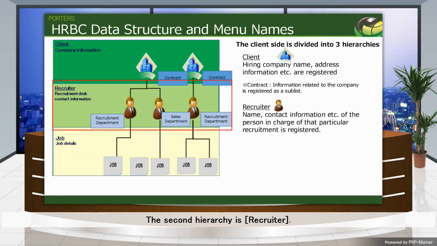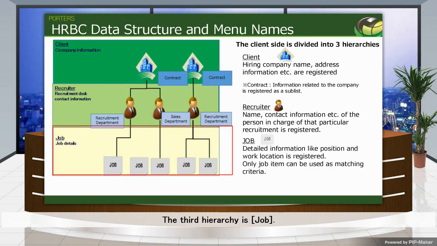The second hierarchy is recruiter. Information like contact details and business card information of the person in charge of recruiting is registered here. The third hierarchy is job. All detailed information about job offer is registered here.